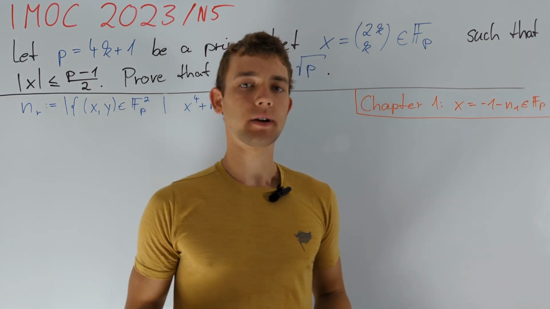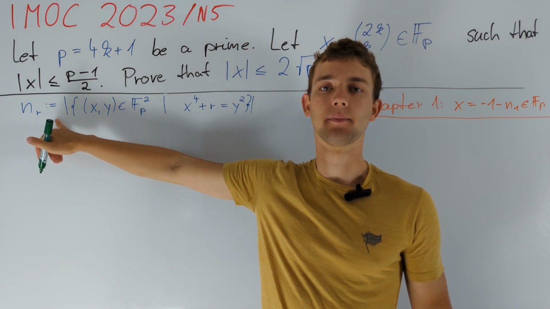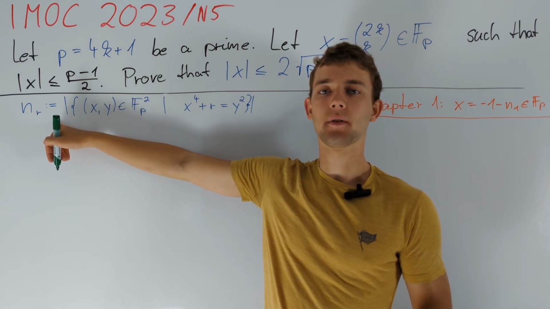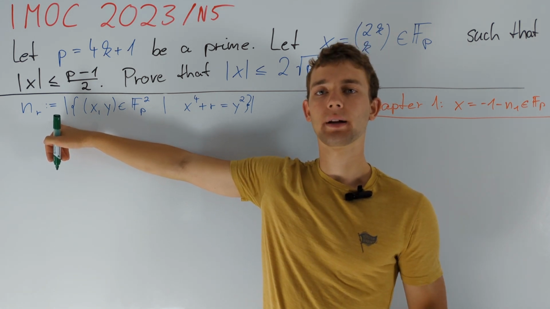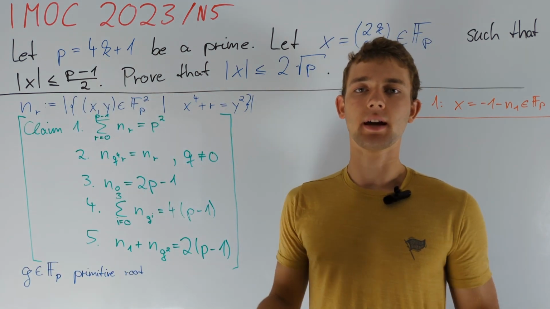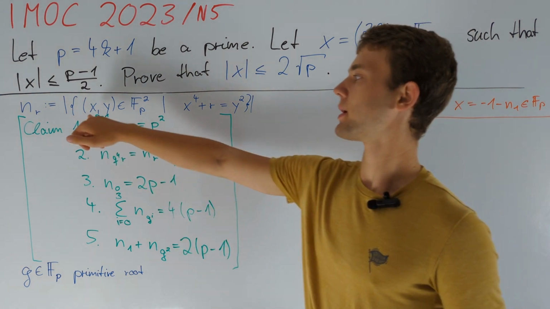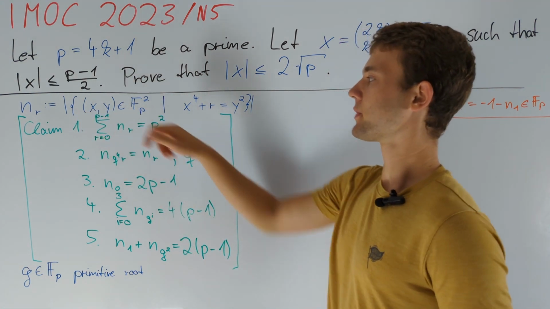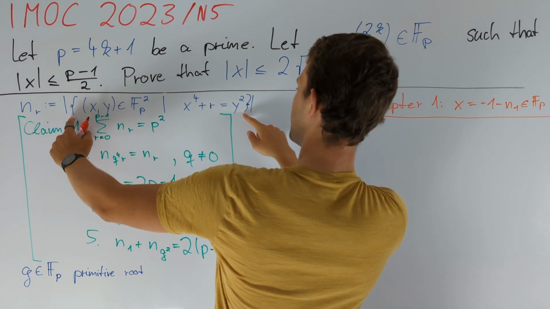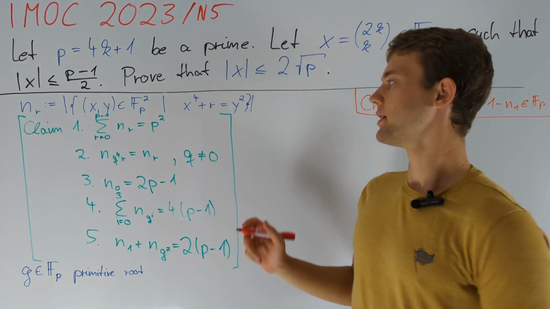And to do that, we investigate the values of all the nr and the relationships between them. This is the content of the first half of the video where we will prove the following claims about nr. The first part is that the sum of the nr equals p squared. This follows from the fact that every pair x, y in Fp squared is in exactly one of these sets, and therefore summing their quantities up yields exactly p squared.